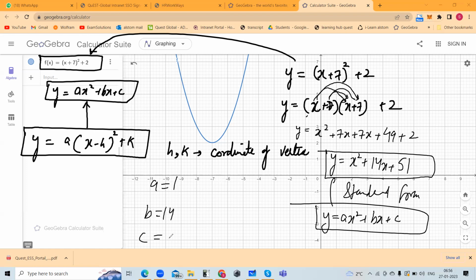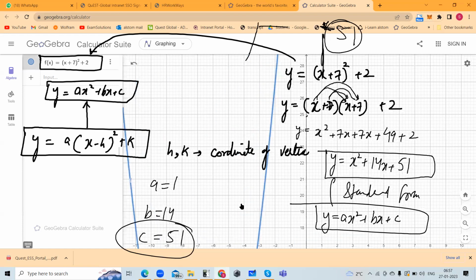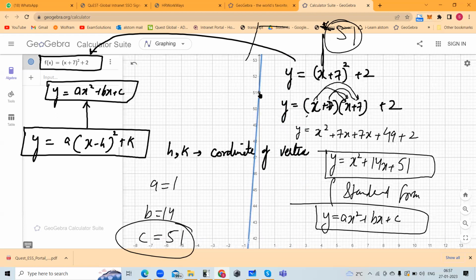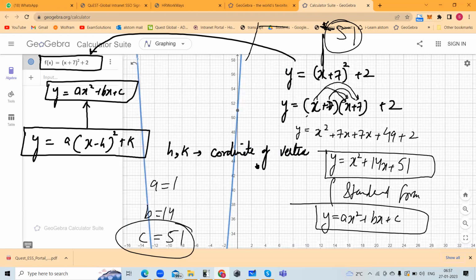Very good. And you know the c? This c is same as the y-intercept in the equation of a line. It is same as b. So when you extend this parabola up and up and up, it'll be cutting the y-axis at some point, and that point will be 51. We can check it out. We can go up and up, and see here, it's cutting at 51. So that is the y-intercept.